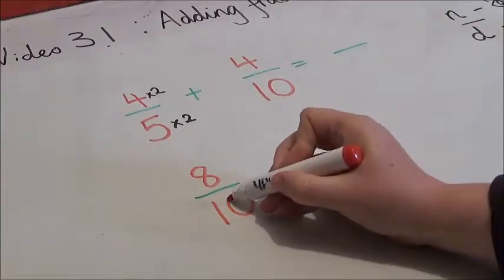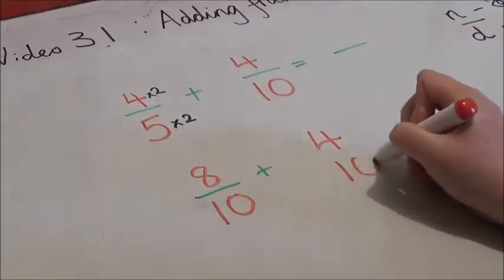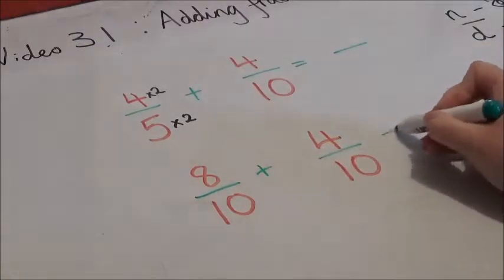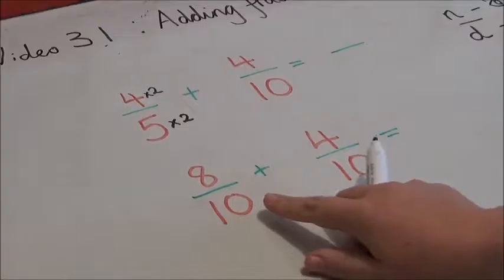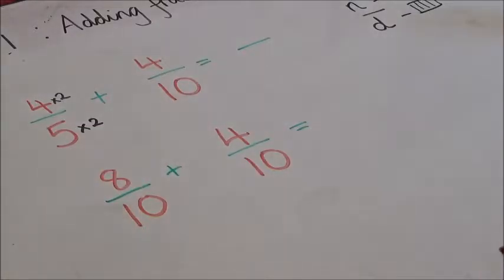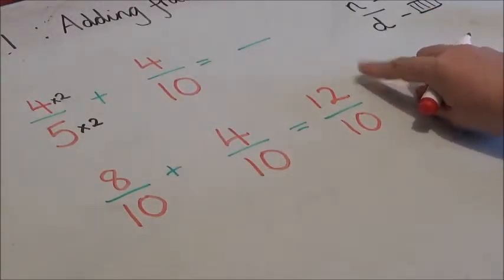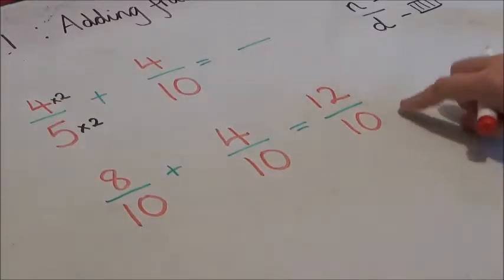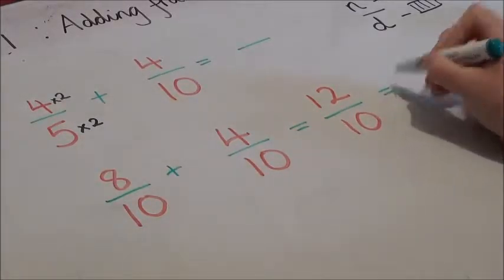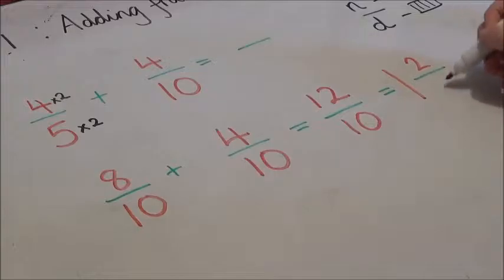So now I've got my two fractions, 8/10 add 4/10. I can add these easily now because I've got the same common denominator. 8/10 add 4/10 is the same as 12/10. And as you can see, this is an improper fraction. The numerator is bigger than the denominator, so I could turn it into a mixed number fraction as well, which would be 10/10 is 1 whole with 2/10 left over.